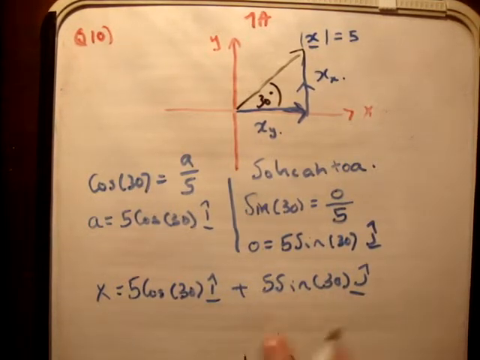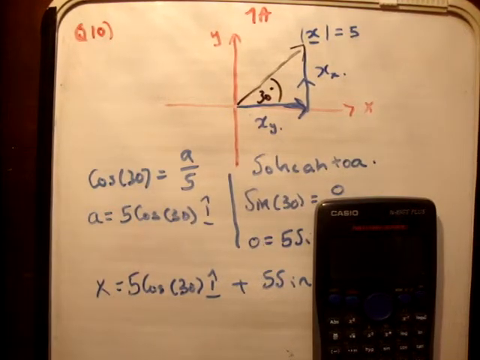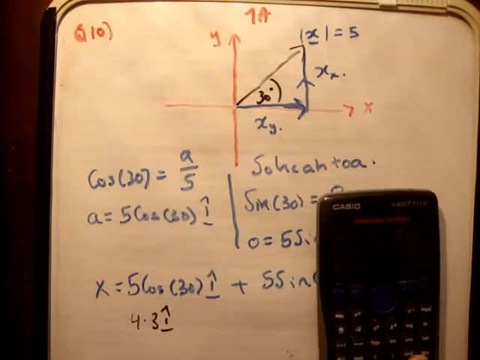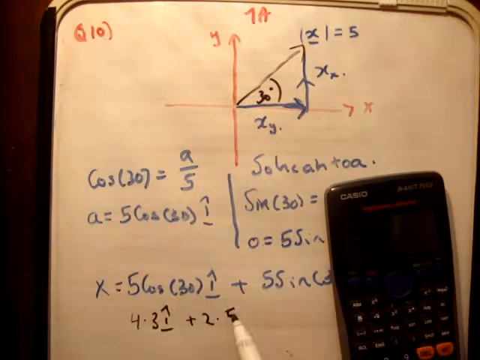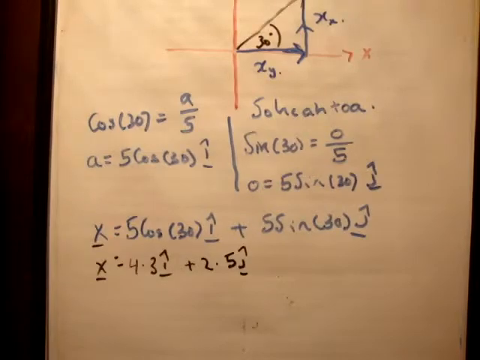Actually, what I'll do first is plug this into my calculator and see exactly what that is. So, excuse me, 5 times the cos of 30 is equal to 4.3, and 5 times the sine of 30 is equal to 2.5. So x is equal to 4.3 i hat plus 2.5 j hat, like so. Next thing we need to do is look at the vector y.